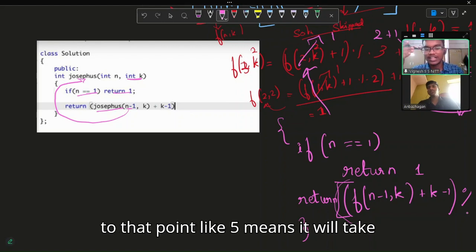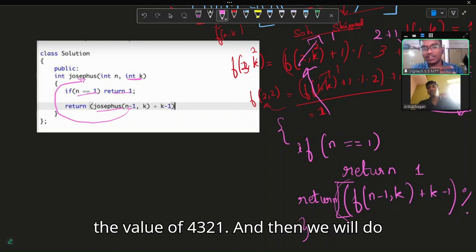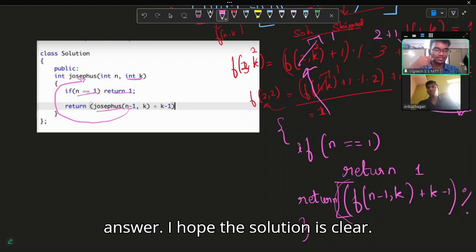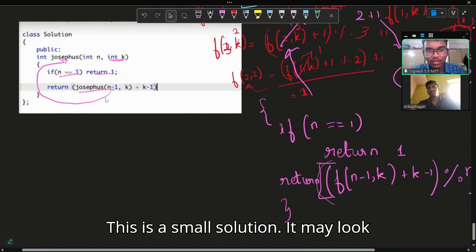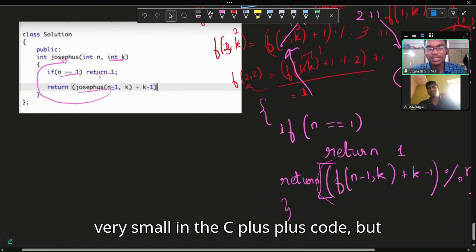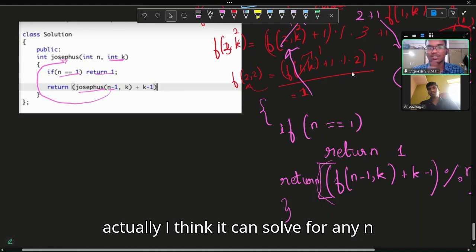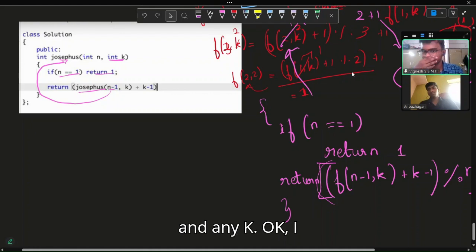Like 5 means it will take the values 4, 3, 2, 1, and then we will do the calculation and give the answer. I hope the solution is clear. This is a small solution. It may look very small in the C++ code, but actually it can solve for any n and any k.